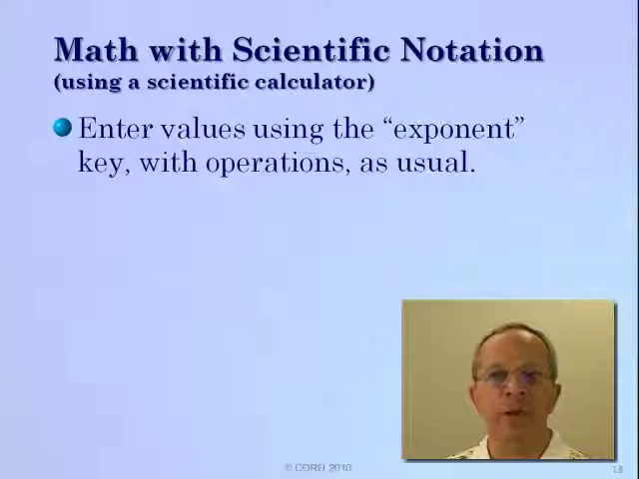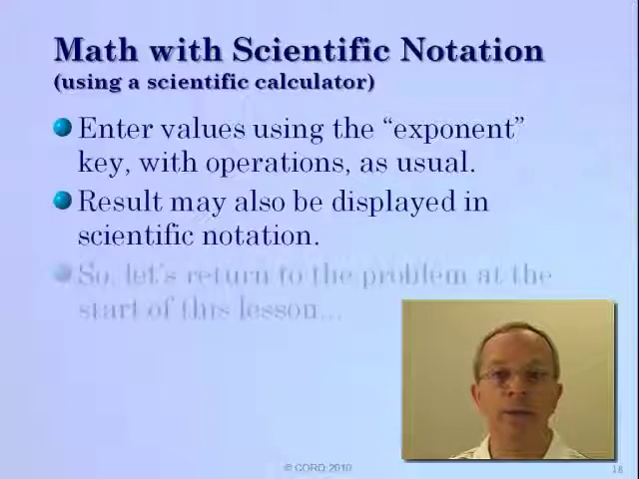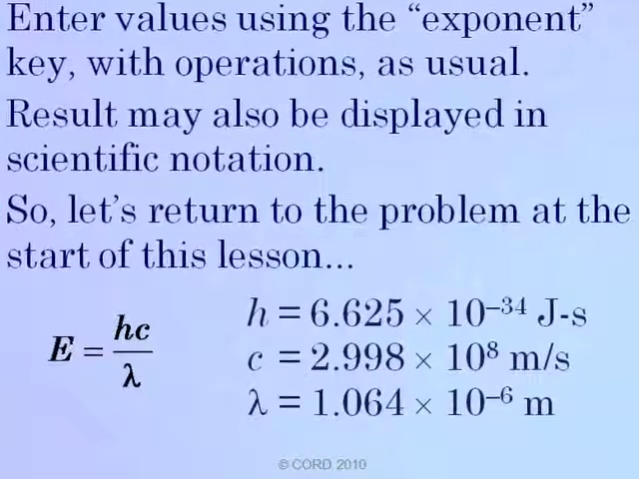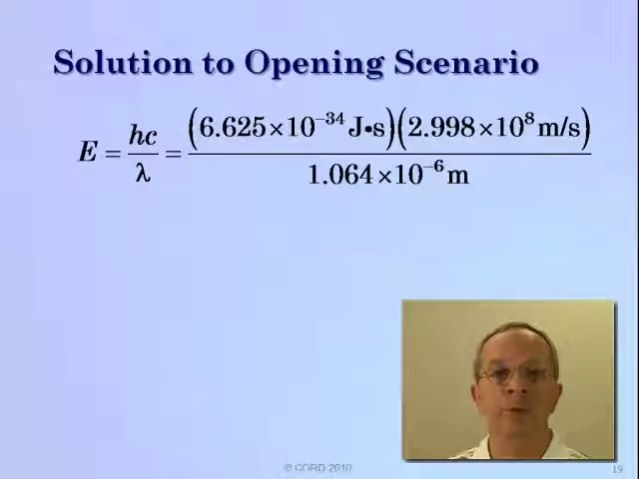To do math with your scientific calculator and scientific notation, enter the values with the exponent key and then do the operations as usual. The results may also be displayed in scientific notation. And so let's return now to the problem that we saw at the start of this lesson, where we did have some numbers in scientific notation. There's our formula with the numbers in scientific notation substituted. First of all, we can analyze the units. We'll notice that the joule seconds will cancel with the meters per second. The seconds will cancel, and the meters in the meters per second will cancel with the meters in the denominator. So we're left with just joules.